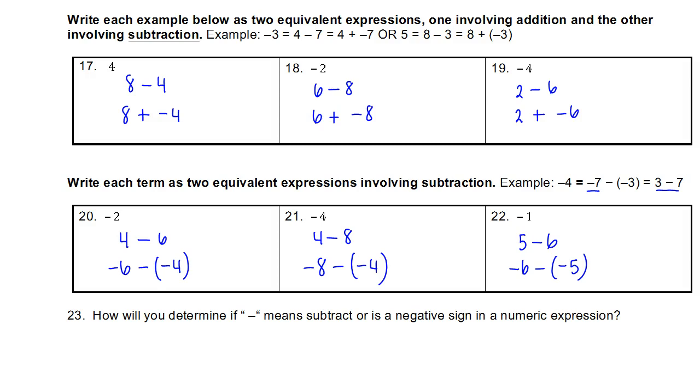Okay, number 23, we've answered this question before. How will you determine if that symbol there is telling us to subtract or if it's a negative sign in front of a numeric expression? So remember that when we answered this question in a previous lesson, we said if you circle the operation, then you will know if it's subtraction or if it's telling you that the following number is negative. So I'm just going to write down: circle the operation, and you will know.